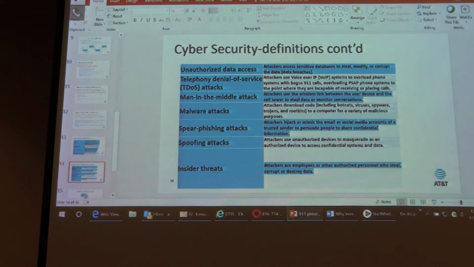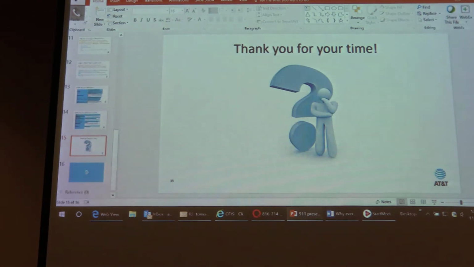Unauthorized data access, I'm not going to read these to you. Telephony denial of service, TDOS, man-in-the-middle attacks, malware attacks, some of these you've probably heard of. Spear phishing attacks, that's an unusual name. Spoofing attacks, insider threats, and that's it.